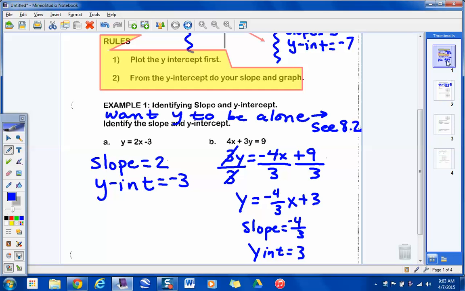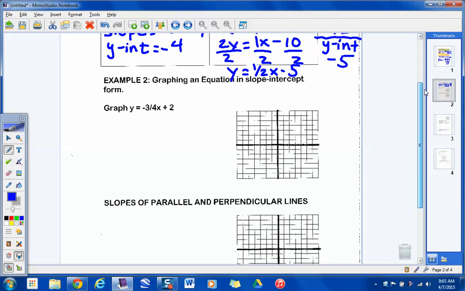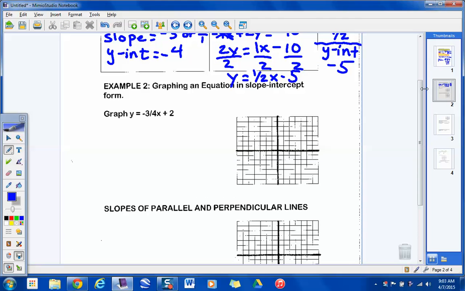So what's rule 1 again here, guys? Plot the y-intercept first. Here's how you graph these. Step 1, we're going to plot the y-intercept. So in this case, first of all, is y alone in the equation I'm trying to graph? Always have to get y alone first. Y is alone. It's in slope-intercept form. So what is the y-intercept there? 2. Okay, y-intercept is 2. Everybody agree?